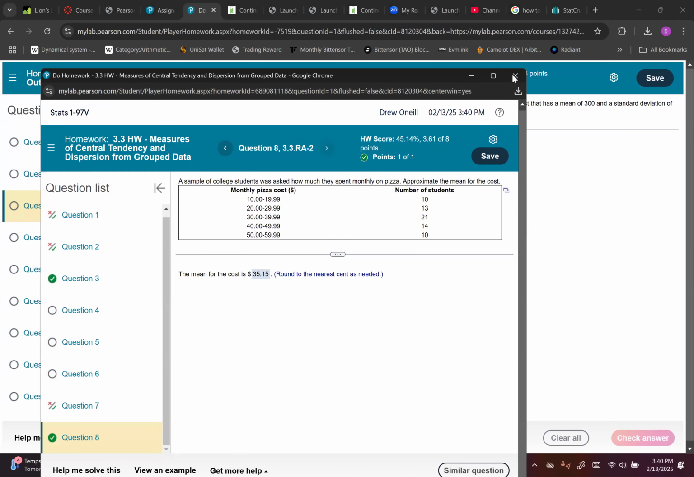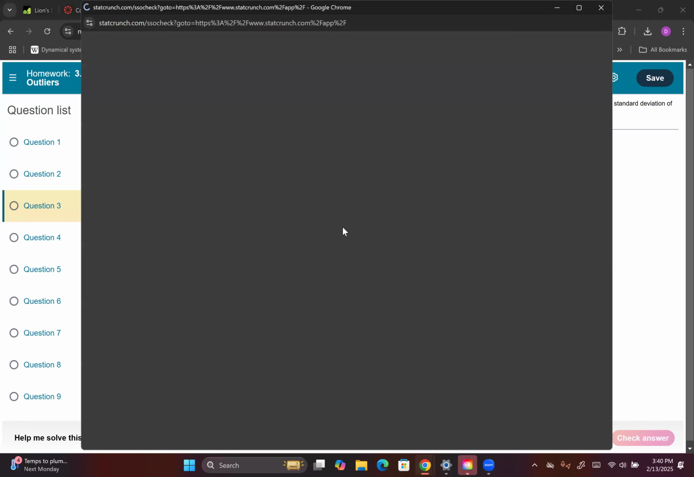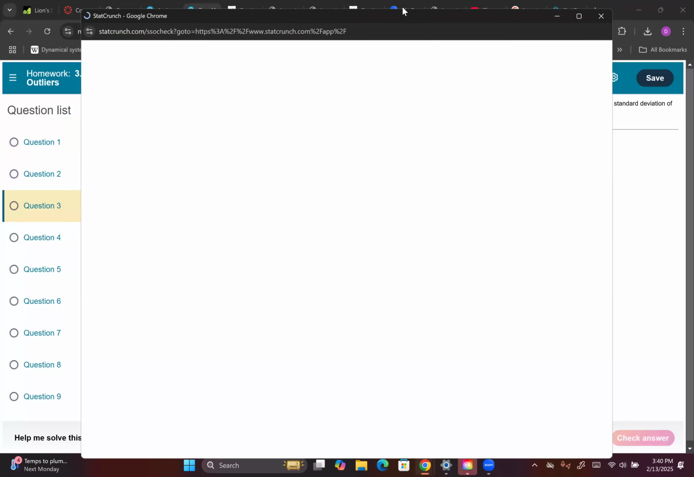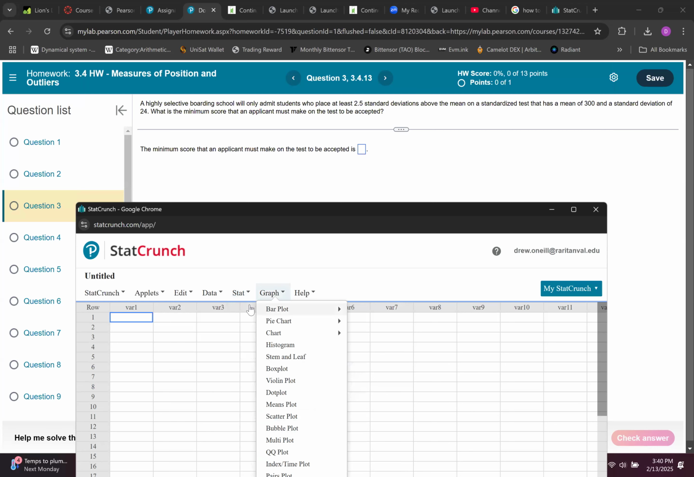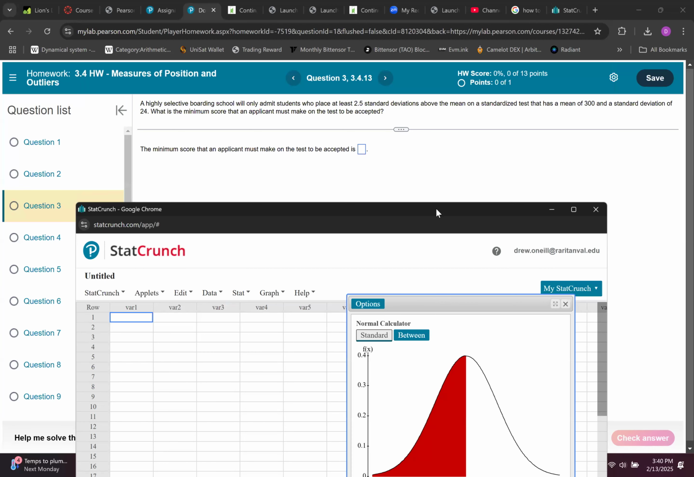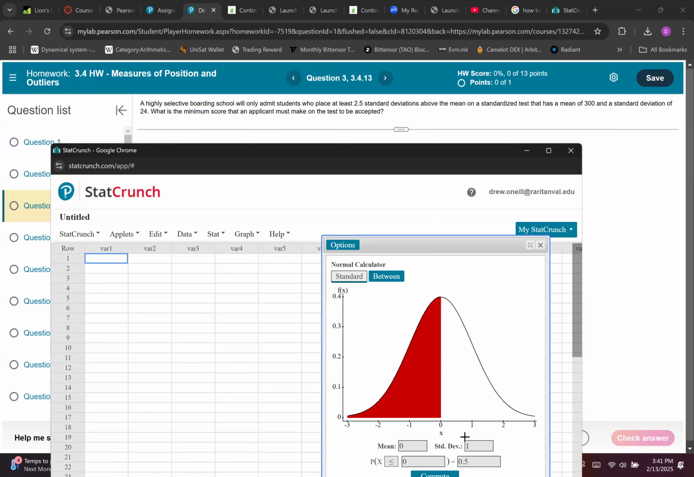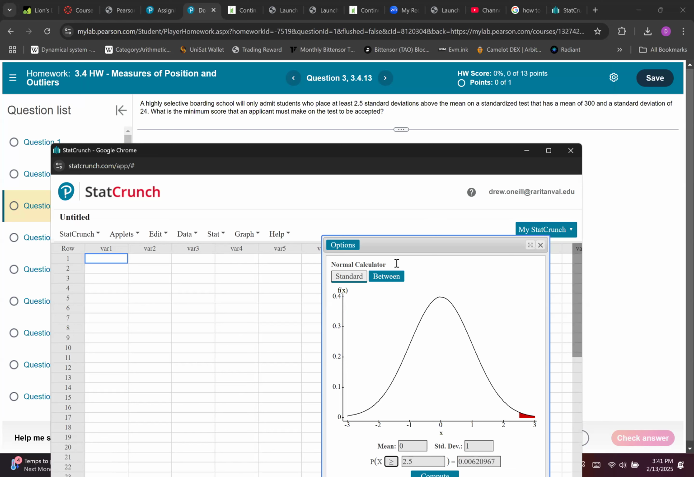let me close this. So in StatCrunch, let's do Stat, Calculators, Normal. 2.5 standard deviations. So that doesn't mean that the standard deviation is 2.5. Okay, we just set this to 2.5, right? In fact, they have to score above that, so let's flip this to greater. So this is what the problem's saying.